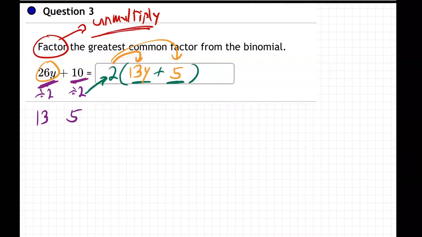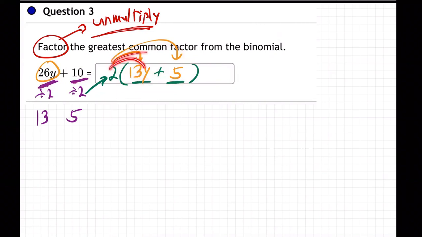How do we get the 2? 2 was the biggest number that goes, it's the greatest common factor. It's the biggest number that goes into 26 and 10. Put that in the front, and then put the parentheses, and then just put inside whatever works. 2 times what would go back to 26y, 13y. And 2 times what? 2 times 5 would go back to 10 with the plus sign in the middle.